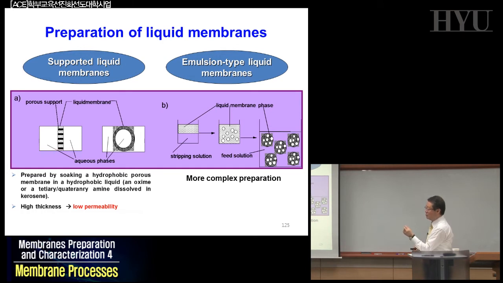If you have too thin a layer of the support and liquid membrane, then you have trouble with mechanical support. So you should have a decent membrane thickness. You can make a flat sheet type, or you can make hollow fiber systems. In both cases, you will be able to separate the systems. Usually, they use a hydrophobic membrane with hydrophobic liquids.